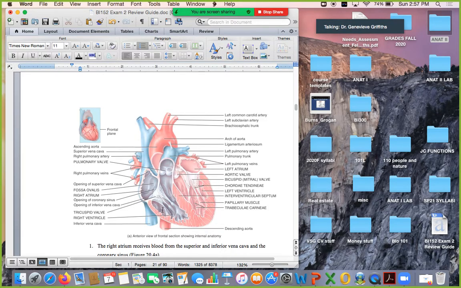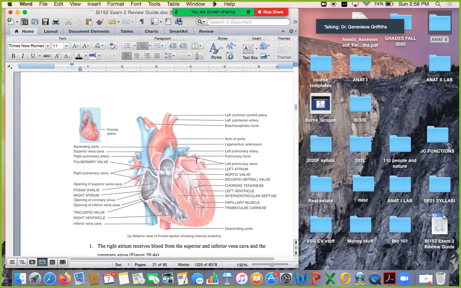From the right ventricle, when the right ventricle contracts, we're going to induce pressure that's going to push that blood out. It's going to leave through the pulmonary valve, which is one of the semilunar valves. The other is the aortic valve. It leaves through the pulmonary valve, from the pulmonary trunk into the pulmonary arteries. Again, these are blue arteries.